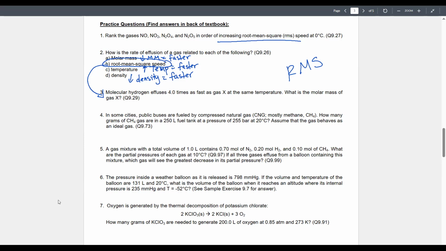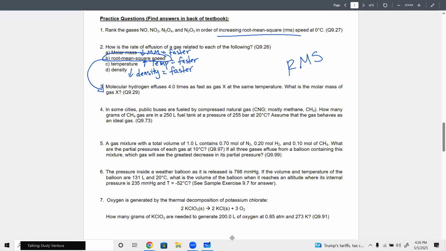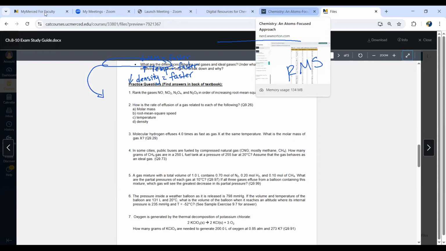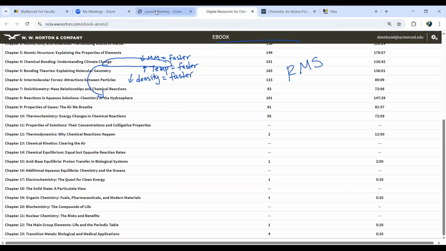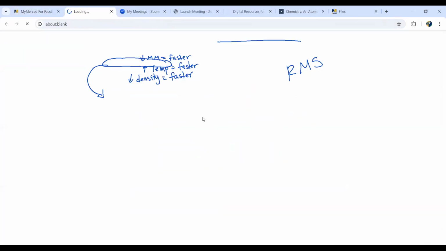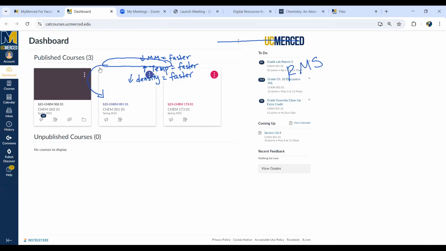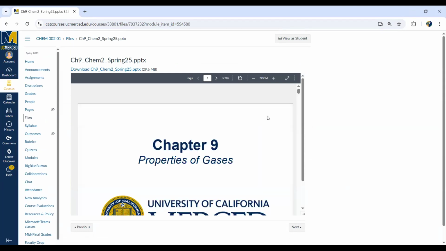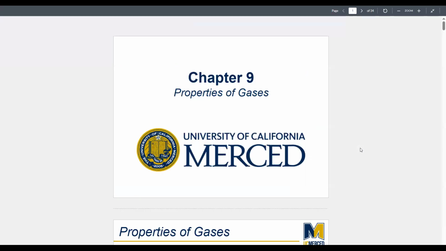It's how we measure the rate of effusion of gases. That's what root mean squared is. Okay, so we are focusing on what root mean squared is. What do we need to know and what do we do with it?